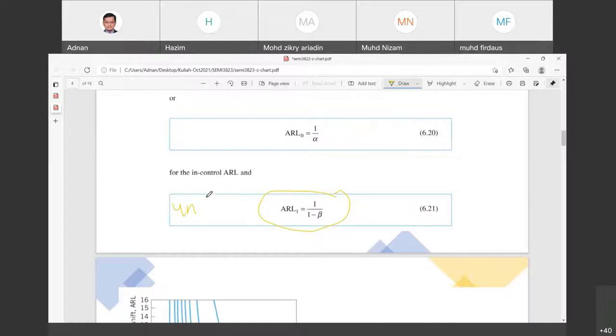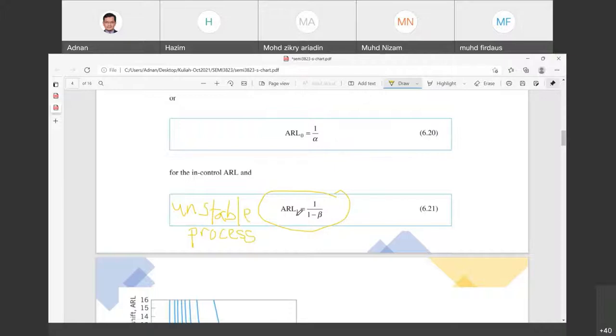Okay, unstable process. Stable process, sometimes you call it in control. Unstable process, we call it out of control process. For an unstable process, the process already has a problem. So for a process having a problem, we want to detect as quickly as possible that the process is having a problem. So how do we measure how quickly it is being detected?